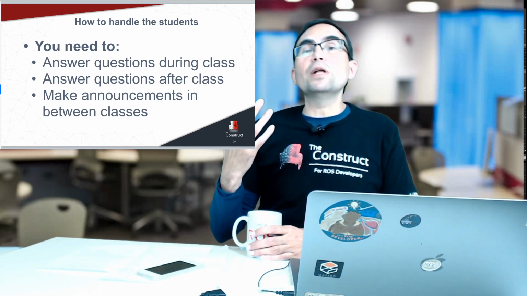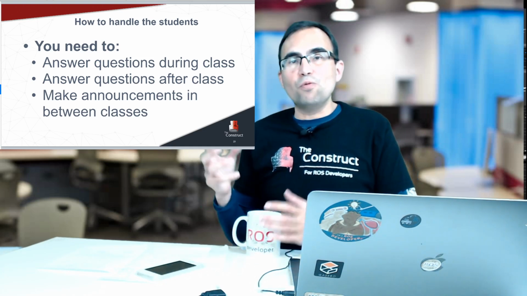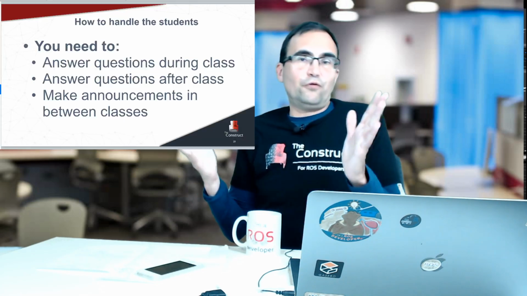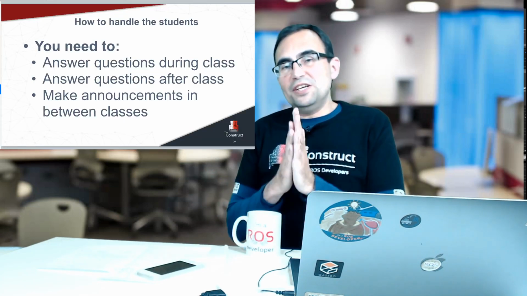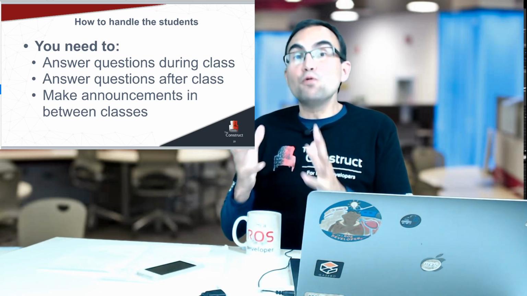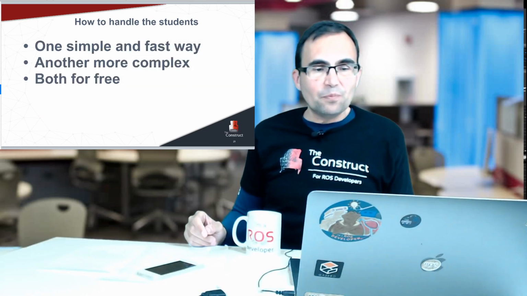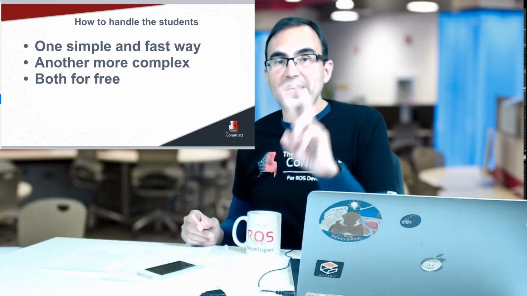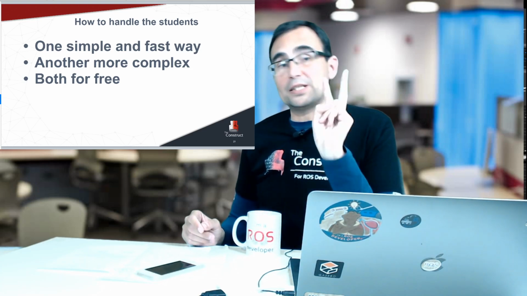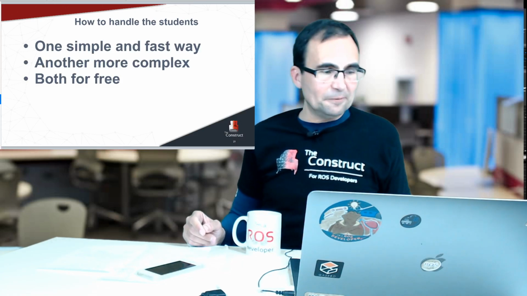And then you will have to do announcements between the classes. So between one class and another, some things will happen, and you will have to manage this. So you will have to send announcements to your students. How do we manage all that online? Okay, so let me show you how. I'm going to show you two ways. One is very simple and fast, and the other one is more complex. Both of them are free, okay? So no problem for money.